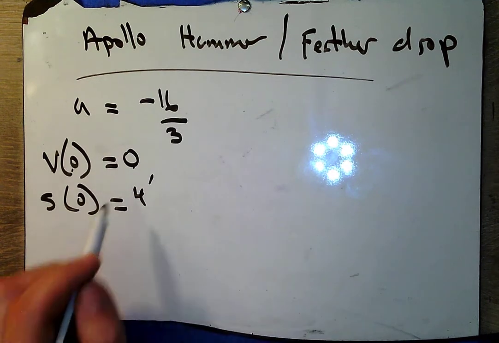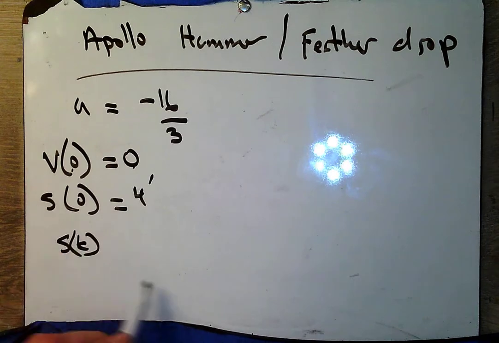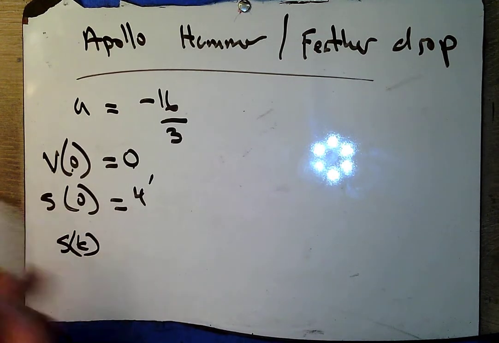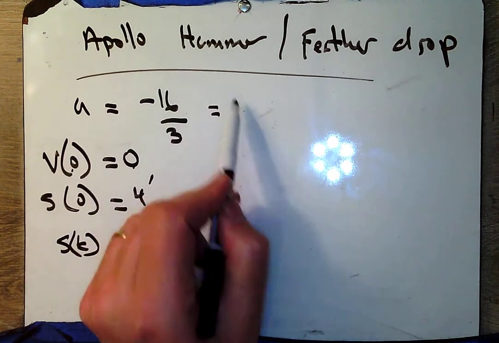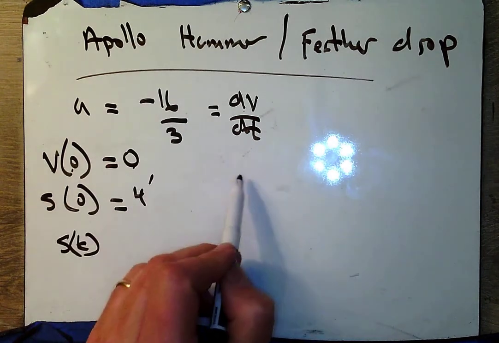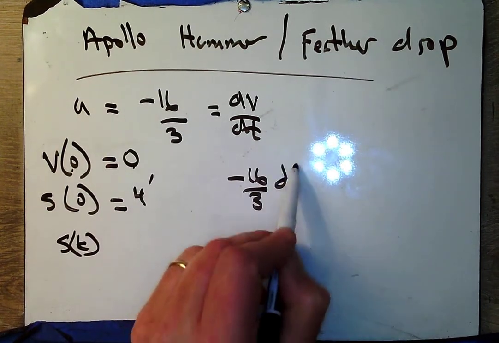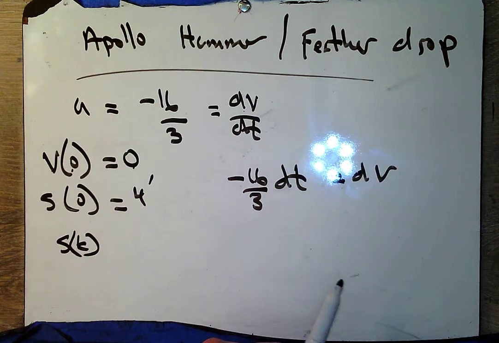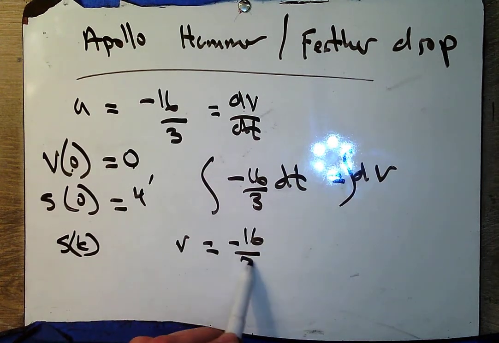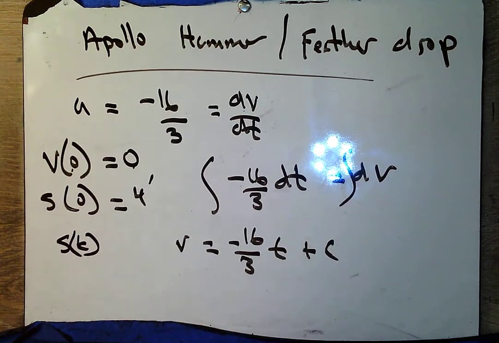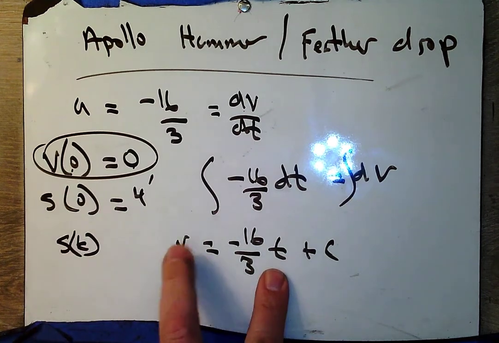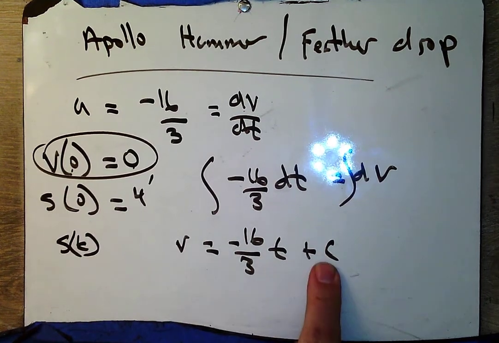I wanted to build this S of t function so we could see if in fact the amount of time to hit the ground was the same. So this is the same as dv/dt. Let's do our separation of variables. -16/3 dt equals dv. Integrate both sides. V is going to be -16/3 t plus c. Okay, I'll use my first initial condition. If I plug a 0 in there and a 0 in there, turns out that c is 0.